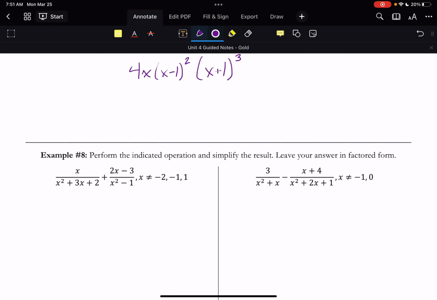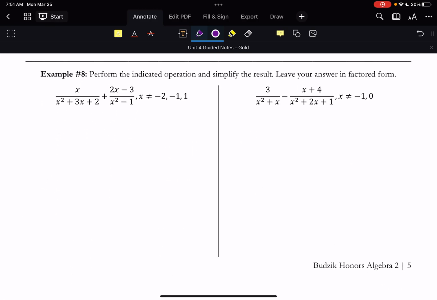Okay. So now, actually adding and subtracting with this. So again, step one is always to completely factor. So my first rational expression, I have x over x squared plus 3x plus 2. So that denominator can factor to x plus 2 times x plus 1. Plus now 2x minus 3 over x squared minus 1. So that we see as a difference of squares. So this is going to be x minus 1 times x plus 1.